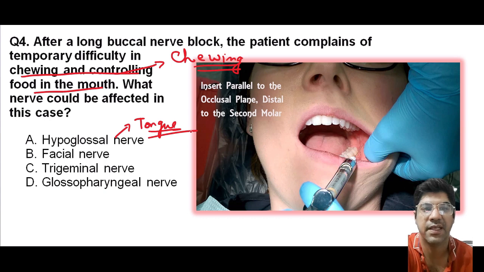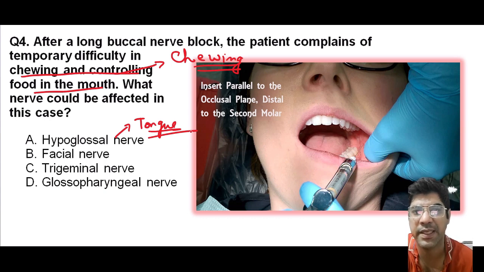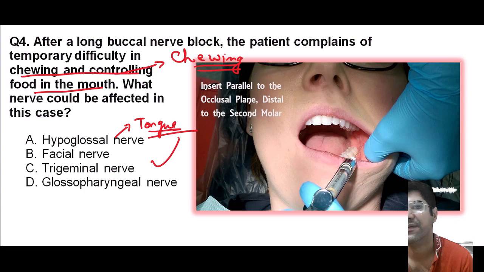The glossopharyngeal nerve is primarily responsible for swallowing and throat muscles. So anesthesia of the glossopharyngeal nerve might affect swallowing, but it is less likely to cause difficulty in chewing or controlling food in the mouth. So that is why your answer is the trigeminal nerve.